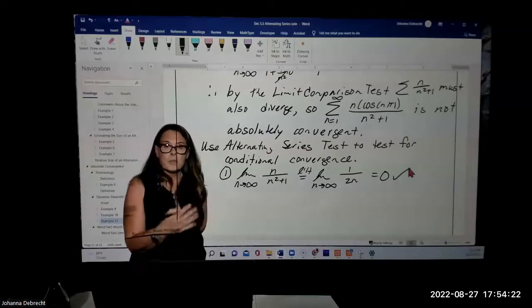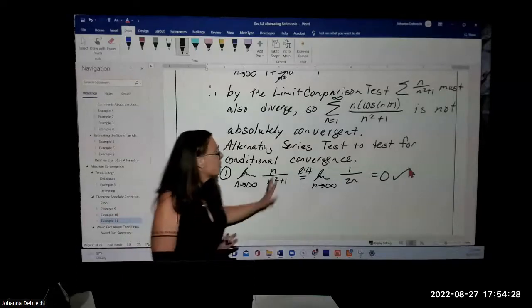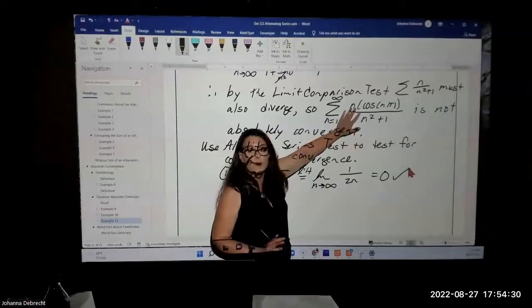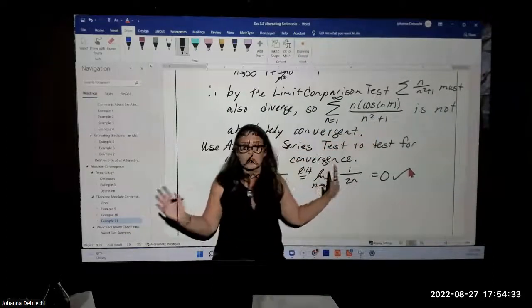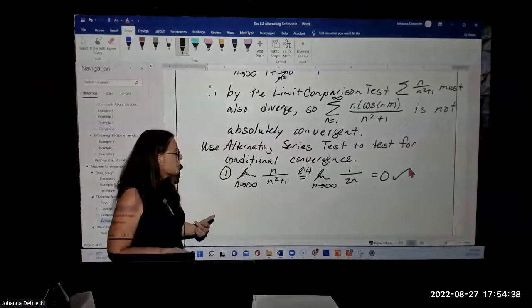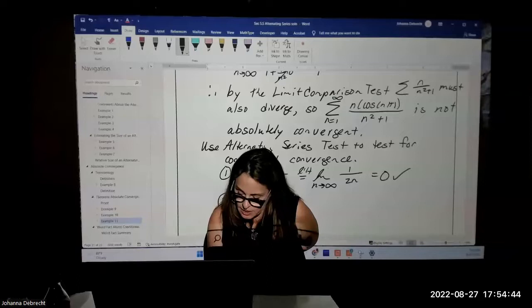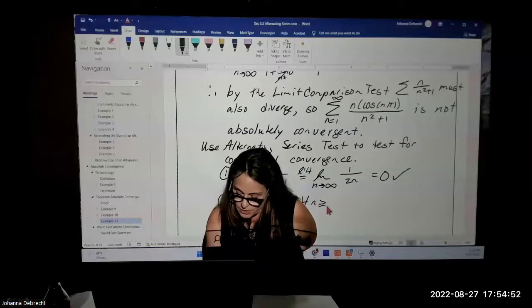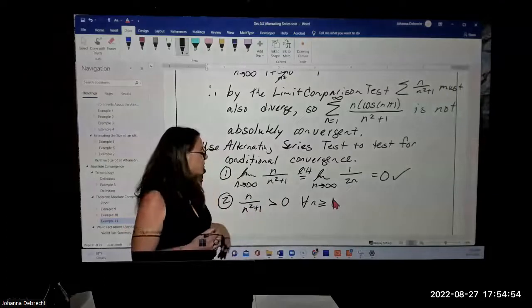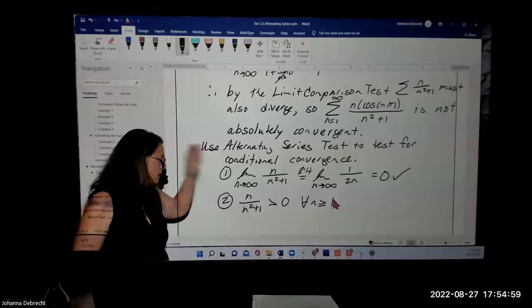Now I have to show that at some point, all the terms other than the alternating behavior are always positive, but I have that because n is always greater than or equal to 1, and n squared plus 1 is going to be positive no matter what n is, because you're squaring and then adding a positive number. So I can pass the second part, which is that n over n squared plus 1 is always going to be strictly positive for all n greater than or equal to 1. So that's definitely true. All right, so that's my second condition. And again, there's not really anything to show there. You just kind of claim it.